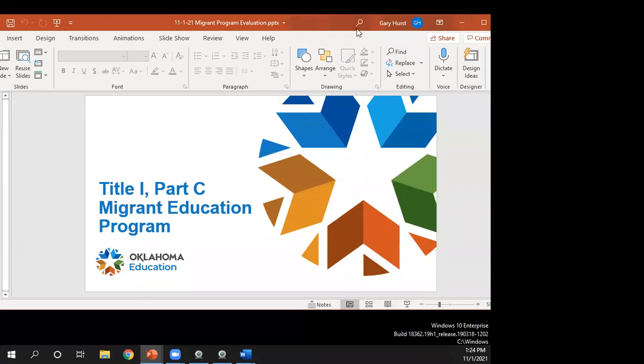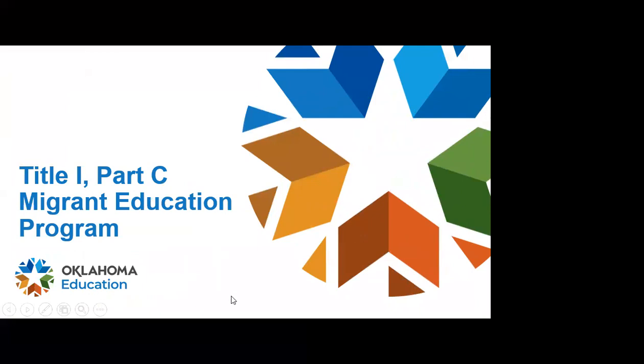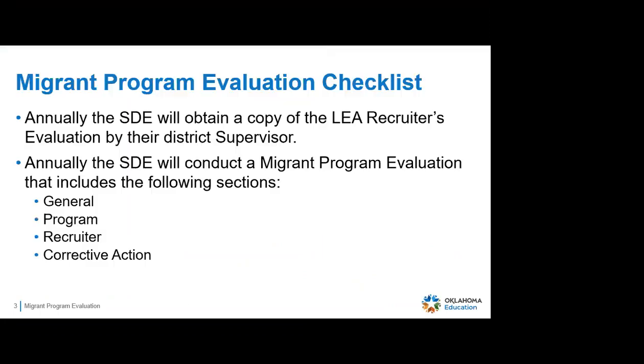And here is our second, shorter PowerPoint that we needed to cover, which is going to be on the migrant education program overview. And then we'll look at the form that we're talking about in this presentation as well. Migrant program evaluation. Now, first, we're going to talk about the checklist. And again, I'm going to bring the checklist up, and also it'll be on our website soon.